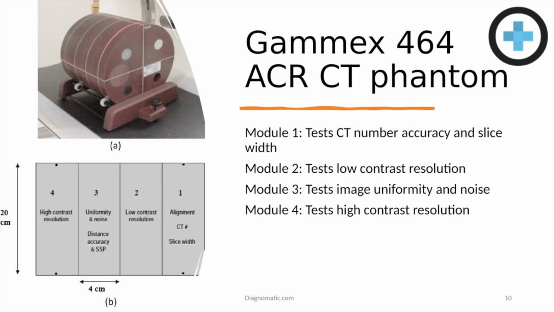How it's made up, I guess from a Phantom standpoint, we say relatively simple, but really the design hasn't changed, and I think it's been over 20 years, possibly longer. It's made up of 4 slices, 20 centimeters in diameter, 4 centimeters thick. First is testing for CT number accuracy, slice width. Second, low contrast resolution. Third is for image uniformity and noise, and fourth, just the high contrast resolution.